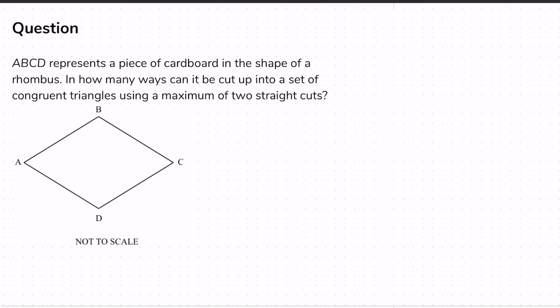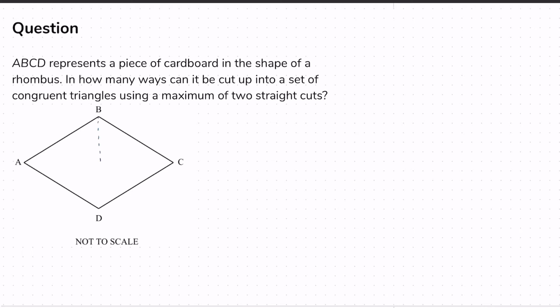In this next question, we're given a rhombus, and we're asked how many ways we can cut it up such that we are left with congruent triangles. So we can use a maximum of 2 straight cuts, but we don't need to use 2 straight cuts. So for example, what I'm looking for here is the lines of symmetry.